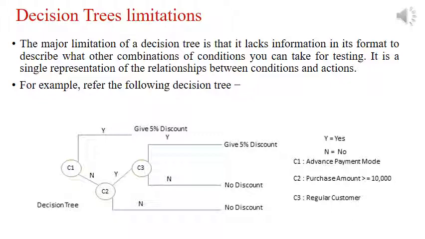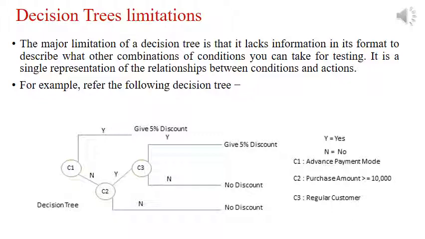So, like we are showing an example, here we have C1, C2, C3. These are the three types of payment, like advance payment mode, purchase amount greater than 10,000, and a regular customer. So these three are the possible combinations where we are providing some discount or some benefits to the customer. Like in case of C1, it means advance payment mode, we are giving a discount of 5%. And in C2, we do not give any discount.